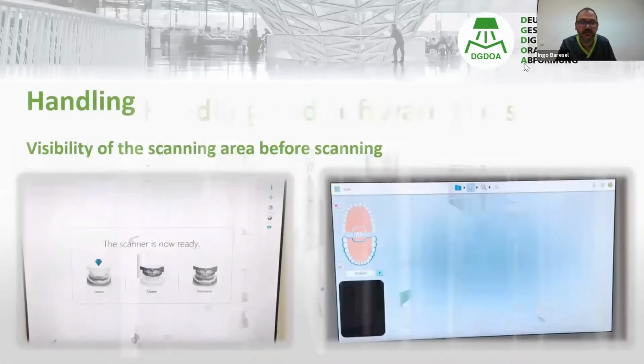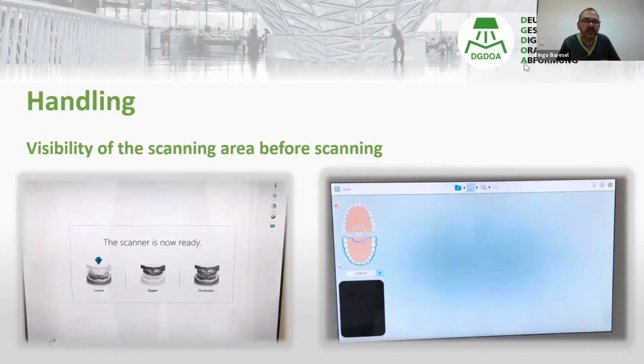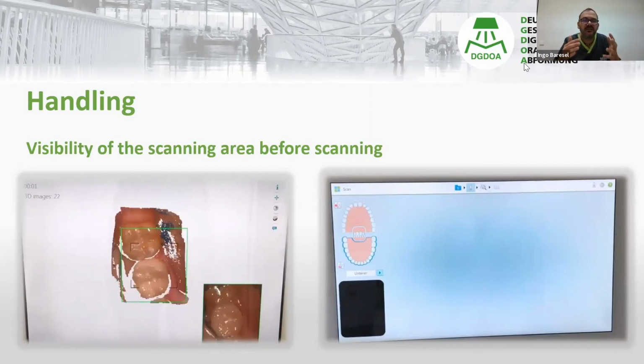And the handling is even important. A few things. On the left side, you will see a video of a scanner where you have to place the scanner into the patient's mouth, then press the button, but you don't see where you are. So the problem is if there's a tongue or a cheek or some different problems with the space, perhaps you scan the cheek or the tongue because you don't see it. You go to the patient's mouth, you don't see anything, you press the start button, and it starts scanning.